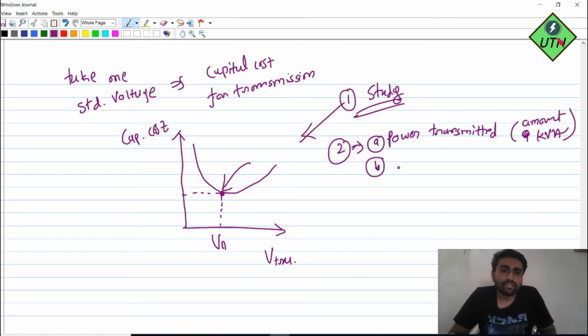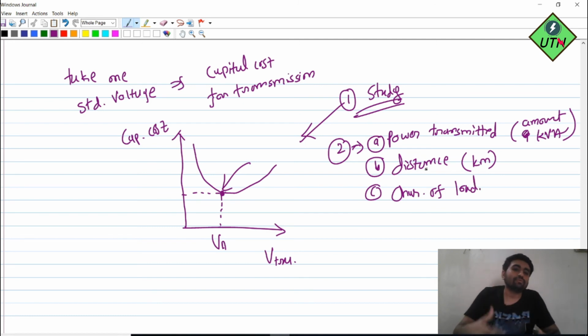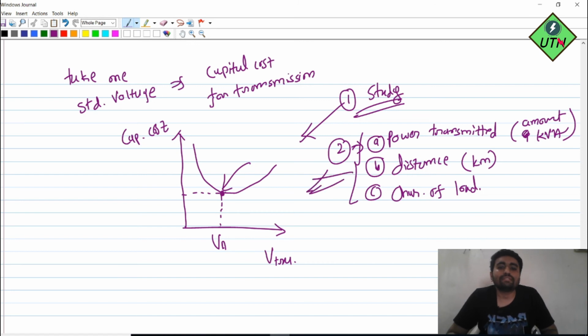We also need to consider the distance, in kilometers. That means till what distance we are transmitting the power. We also have to consider the characteristics of the load. So we need to take all these things into account, and these things are not going to be answered by this particular method. There is one appropriate equation for calculating the economical transmission voltage that covers these things also.